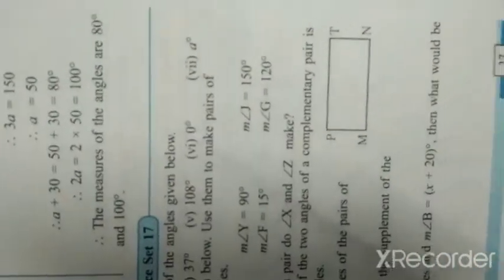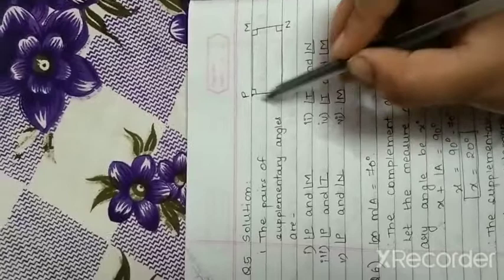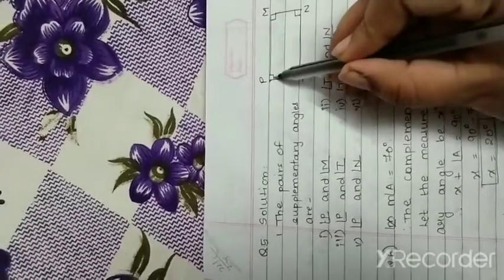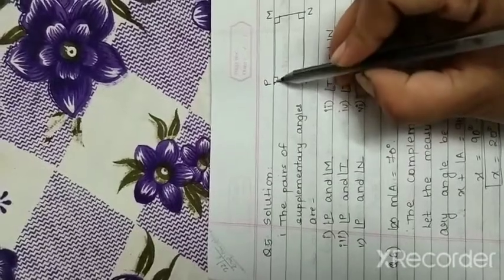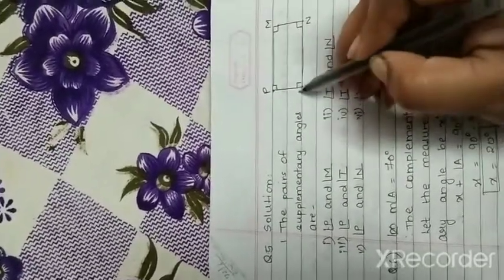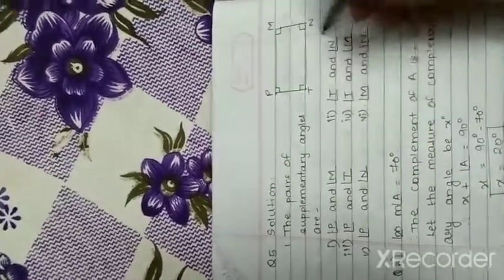So we are given a rectangle PTMN. The property of a rectangle is that each angle is 90 degrees. That means angle P is 90, angle M is 90, angle T is 90, angle N is 90. So we can say the addition of P and M is 90, P and T is 90, P and N is 90. Keeping this as the reference point: PM 90, PT 90, PN 90.